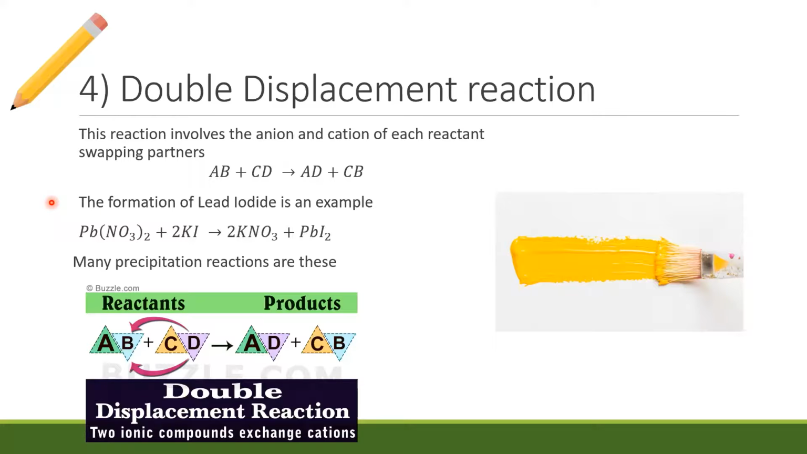By the way, the reason I love this one is because potassium iodide makes a beautiful yellow compound, and it's actually what was used a long time ago to make yellow paint. I say a long time ago because it's not used anymore because lead is toxic. But that's not the point. The point is that they swap partners.